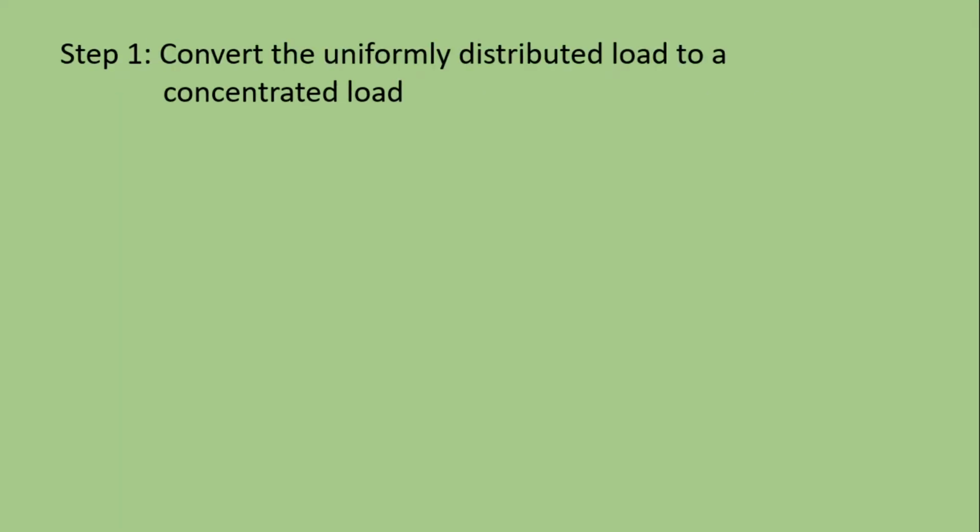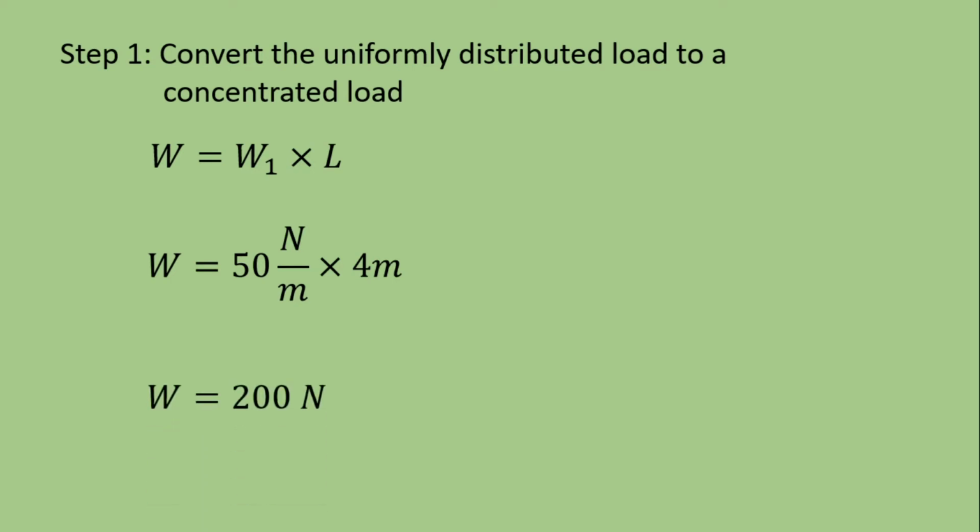So for step 1, what I do with this is convert first the given distributed load. We have to convert the uniformly distributed load into a concentrated load to make our problem easier. To convert this, since this is a uniformly distributed load, we just get the area. So W1 times length, like the area of a rectangle. So we have 50 Newton per meter times 4 meters. That will be 200 Newton. We name that W.